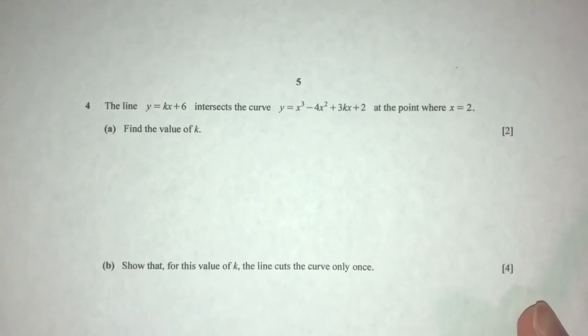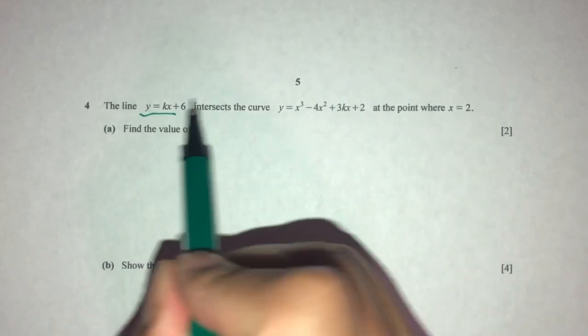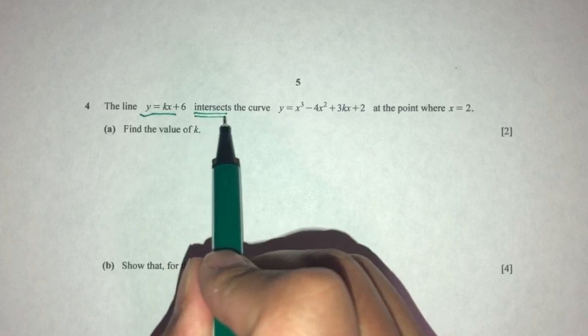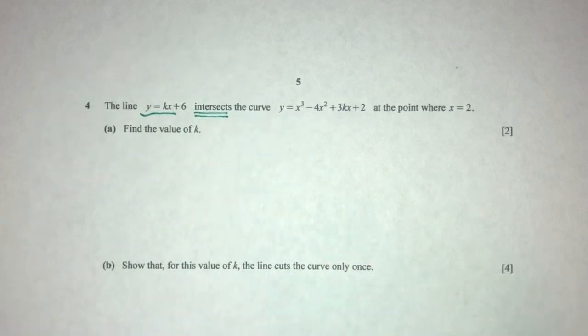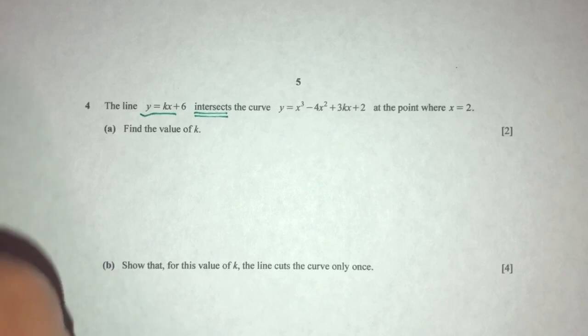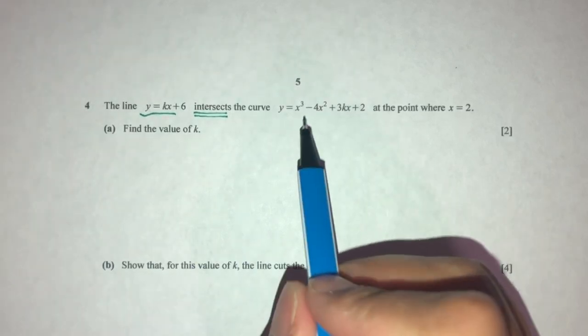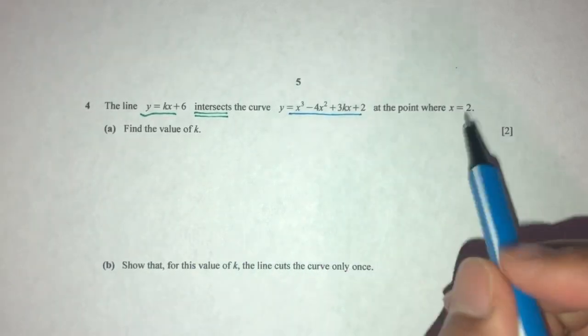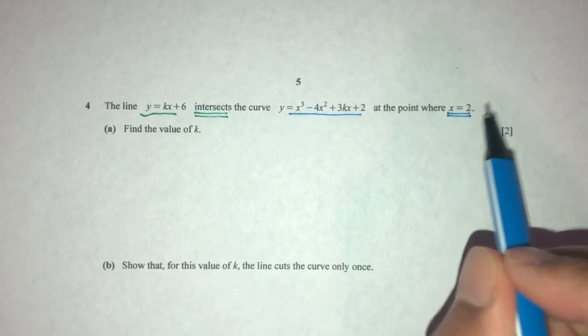Now let's move on to question number 4. The line y equal to this. Okay, so we have a line here. Intersect meets, as you can see already, what do we have to do? We have to solve simultaneously, right, in this question. It means the curve this, at the point x equal to 2. Okay, find the value of k.